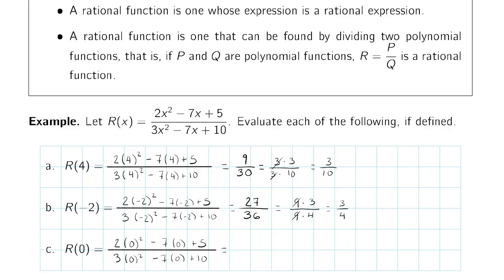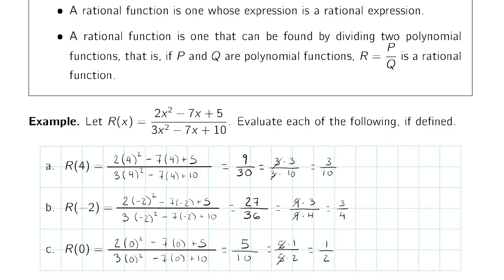And then our numerator works out to 5, and our denominator works out to 10. Again, we could leave it like that, or we could cancel the common 5 and give that as a half.